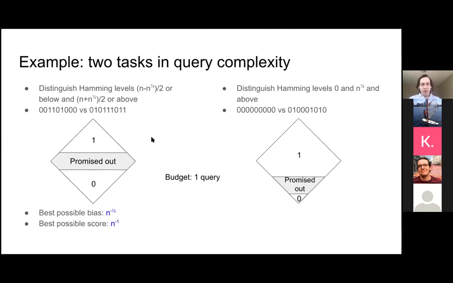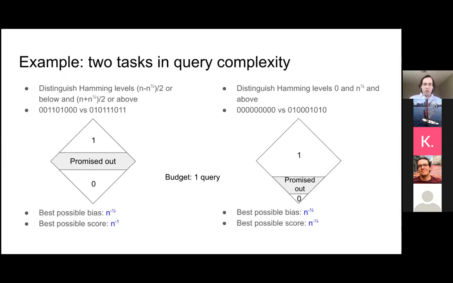And the best possible score, according to this proper scoring rule, turns out to be even worse on the right. It's 1 over n. But on the left, you can see that the best possible bias is still 1 over root n. You still have just a root n gap. If you only pick a single bit from the input string, your chance of this bit being used to detect a difference between these Hamming layers is still 1 over root n. So the probability of success minus probability of error for any randomized algorithm here must be at most 1 over root n. However, the best possible score is also 1 over root n.